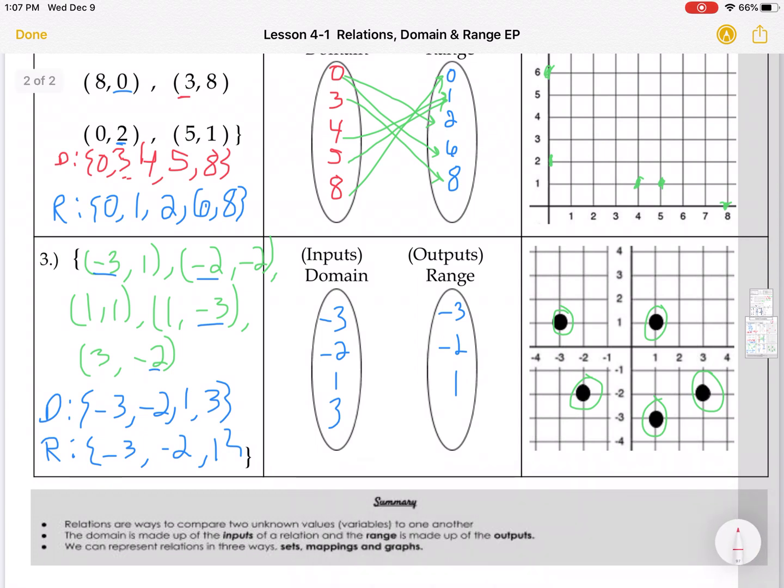And now I'm going to draw my mapping. Okay, -3 is mapped to 1, and these are coming from right here. -2 is mapped to -2, 1 is mapped to 1, 1's also mapped to -3, so I'm going to put another arrow from 1, and then 3 is going to be mapped to -2.